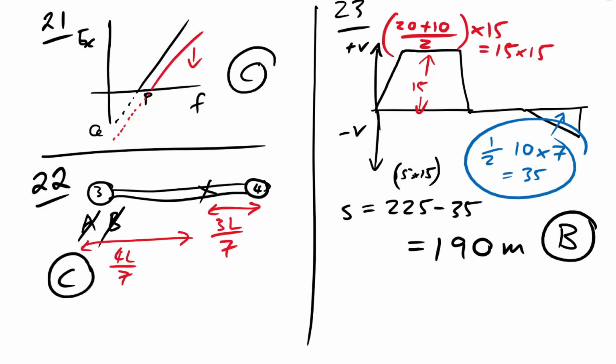I've got to be honest, I was tempted to just go for 260, adding them up. So you got to be careful with the velocity time graph that goes into the negative territory.